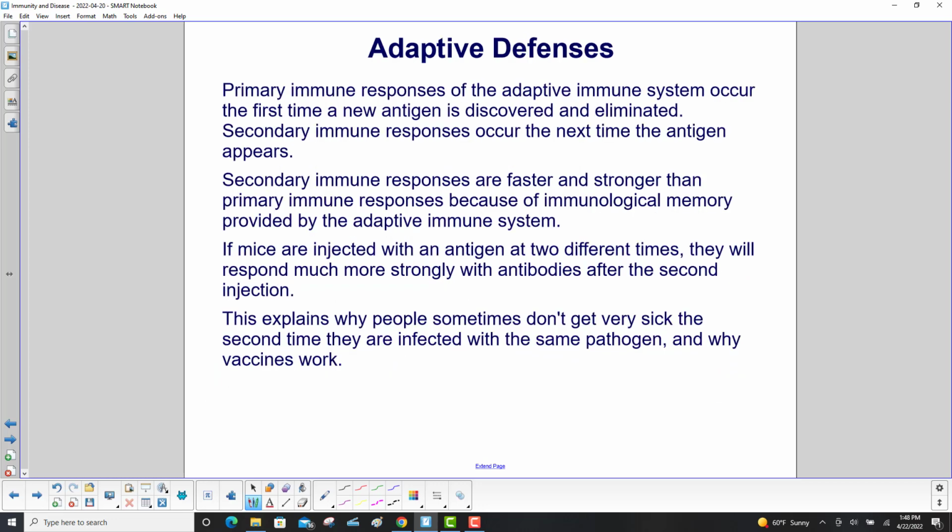Primary immune responses of the adaptive immune system occur the first time a new antigen is discovered and eliminated. Secondary immune responses occur the next time the antigen appears. Secondary immune responses are faster and stronger than primary immune responses because of immunological memory provided by the adaptive immune system. If mice are injected with an antigen at 2 different times, they will respond much more strongly with antibodies after the second injection. This explains why people sometimes don't get very sick the second time they are infected with the same pathogen and why vaccines work, and more on vaccines later.